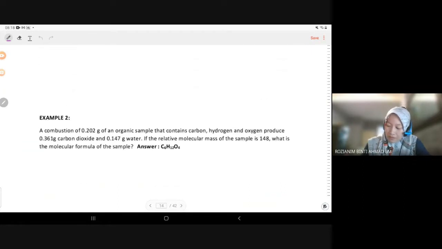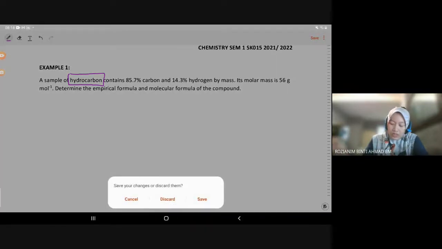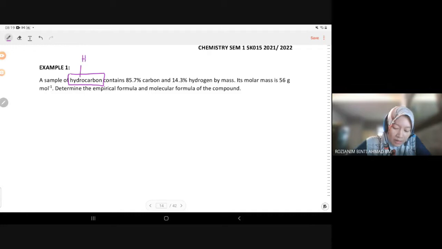Okay. So for this example, contoh, what you should be learned about the example 1. Example 1, dia mesti ada data composition. Contoh, this is a sample consists of the hydrocarbon. So if the compound is the hydrocarbon, means it consists of what? Element hydrogen and another one element carbon only. And for the part here, each consists of 85.7% of the carbon and the 14.3% of the hydrogen.